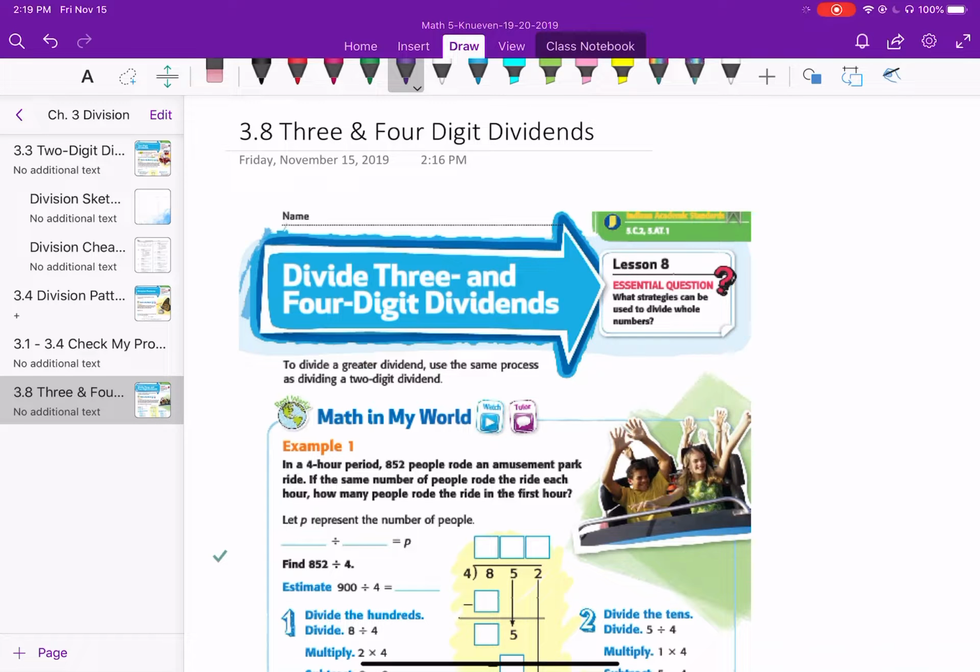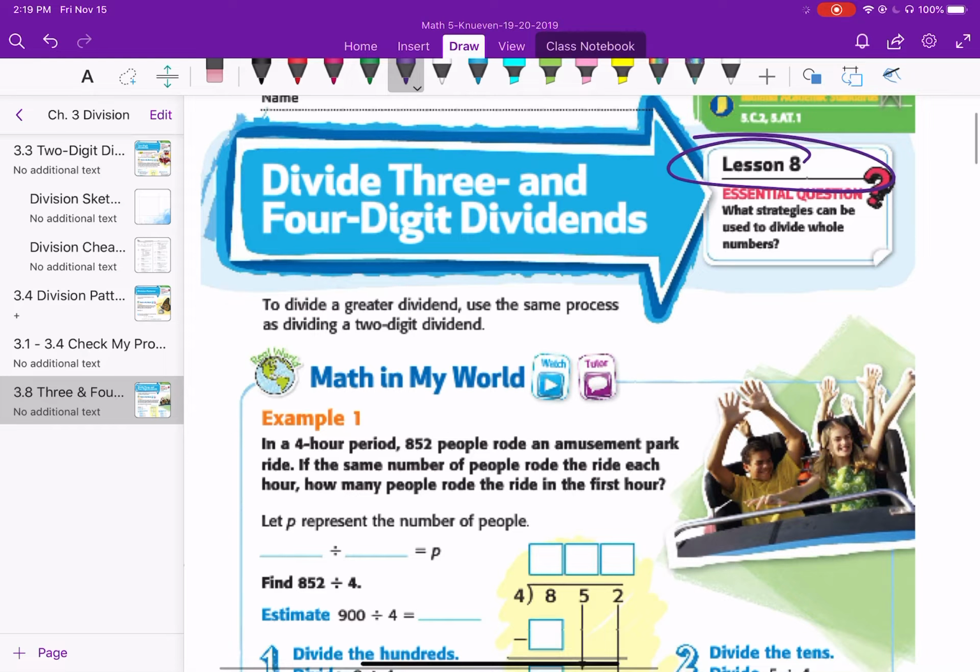All right, in this lesson, we are going to be looking at lesson 3.8, dividing 3 and 4-digit dividends. Again, we should be looking at lesson 8. I know we skipped over a few lessons here, but you're ready for it.